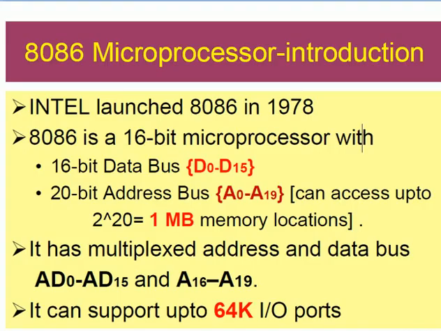First, the 8086 microprocessor. You know, the 8086 microprocessor is a 16-bit microprocessor. It can execute instructions in 16 bits at a time. So the 8086 microprocessor has 16-bit data lines D0 to D15 and 20-bit address lines A0 to A19. Here the data and address lines are multiplexed, AD0 to AD15 and then A16 to A19. The 8086 microprocessor has 20-bit address lines, so 2 to the power of 20 equals 1 MB of memory locations used in the 8086 microprocessor.